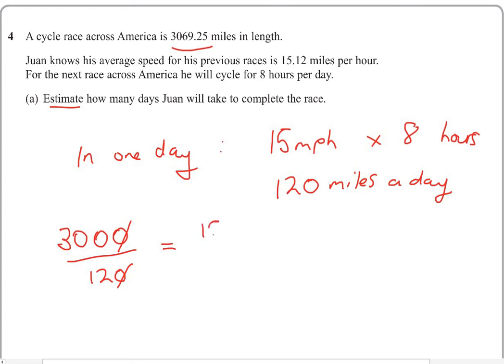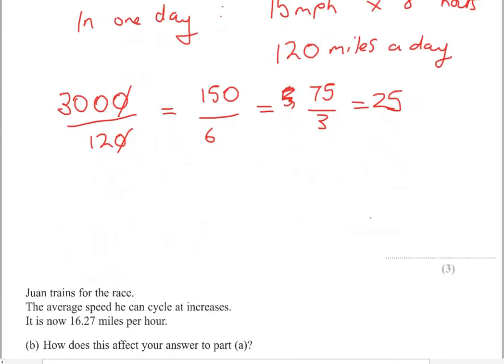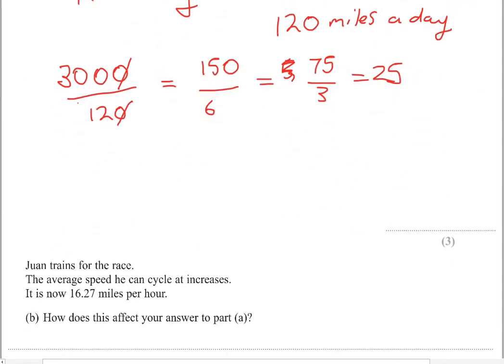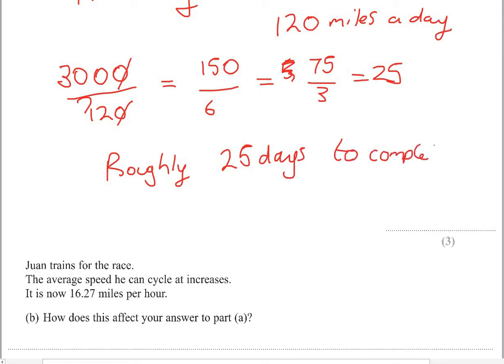300 divided by 12 is the same as 150 divided by 6, which is 75 divided by 3, which is 25. So our estimate is 25 days to complete the race. Okay.